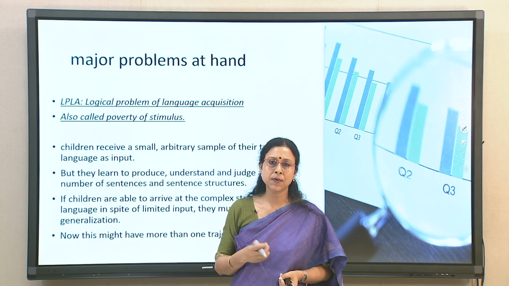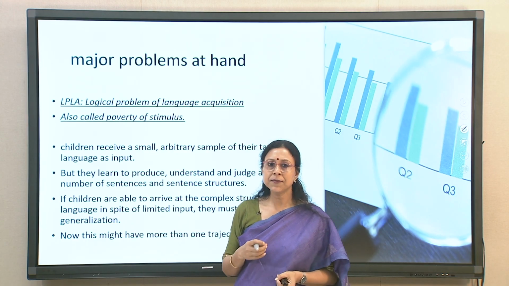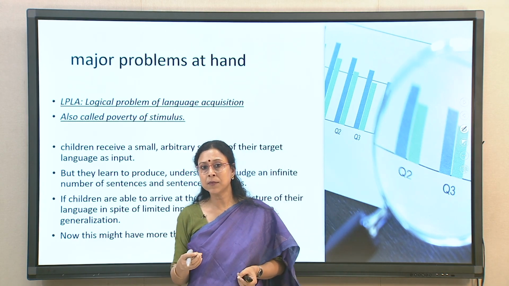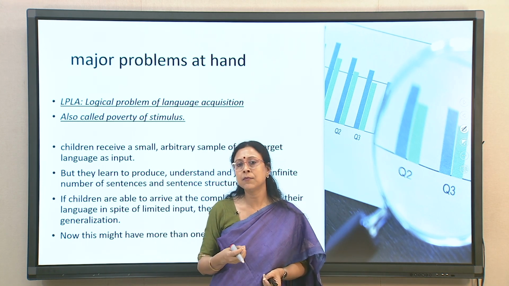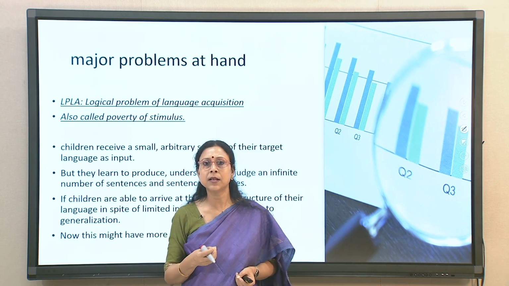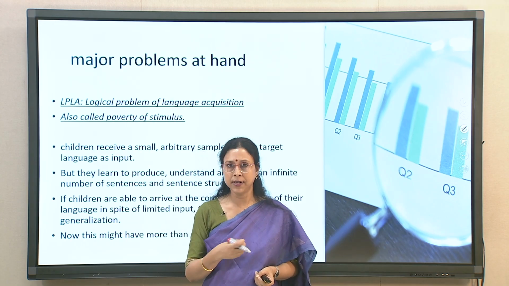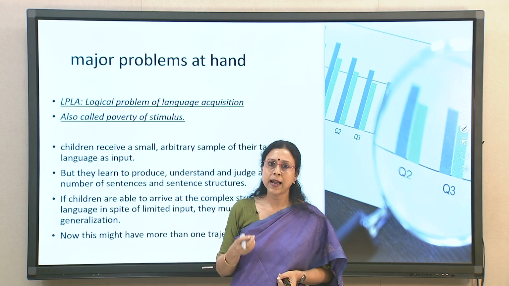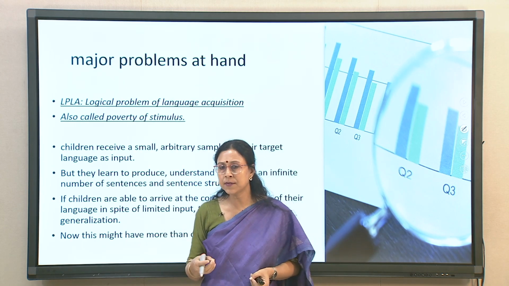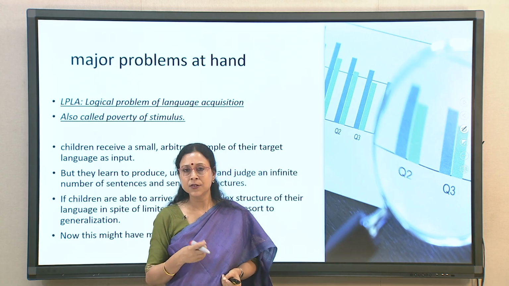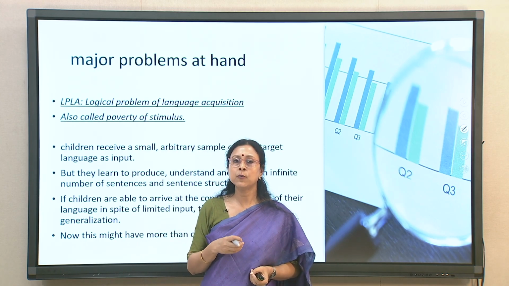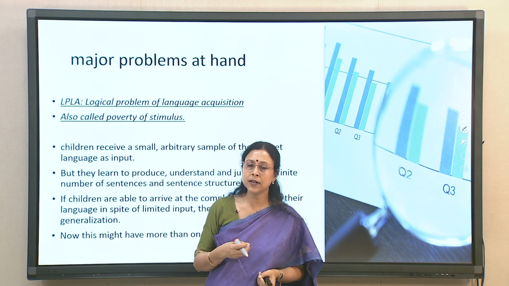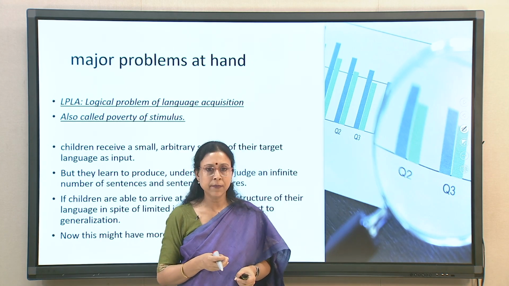So, this is the famous poverty of stimulus problem. If children are able to arrive at the complex structure of their language in spite of such a small number of inputs, that means they have innate knowledge of the structure, and also they are able to generalize based on that innate knowledge. So, this was the most important point of argument that Chomsky had forwarded in his criticism of Verbal Behavior.